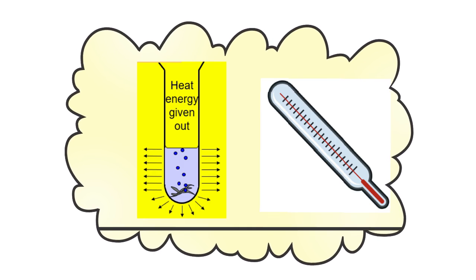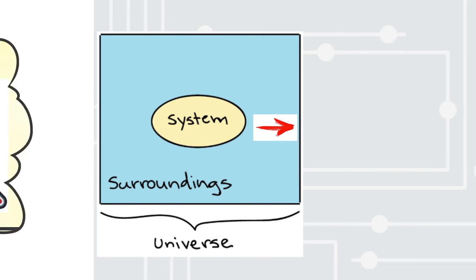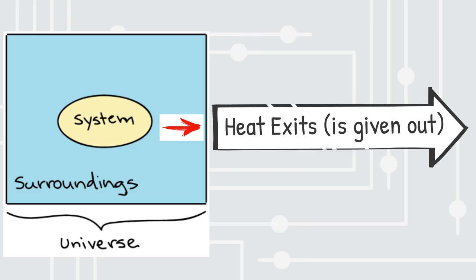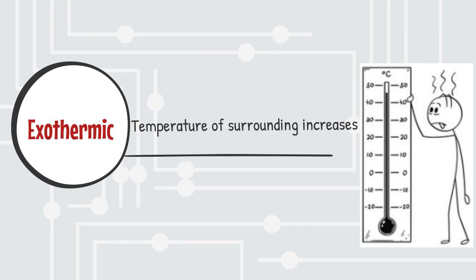Now let's study these two cases. If a system during a reaction or a physical change is losing heat energy, here we say heat energy exits the system and is given out. As a result, the temperature of the surrounding increases and the thermometer reading rises.